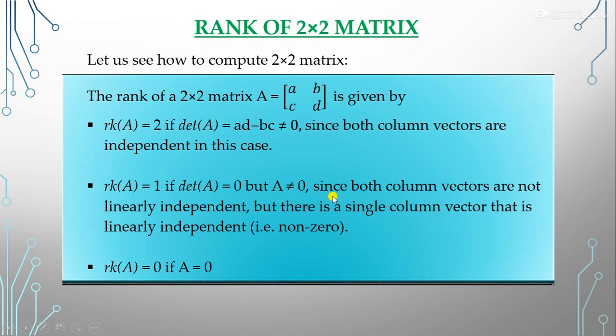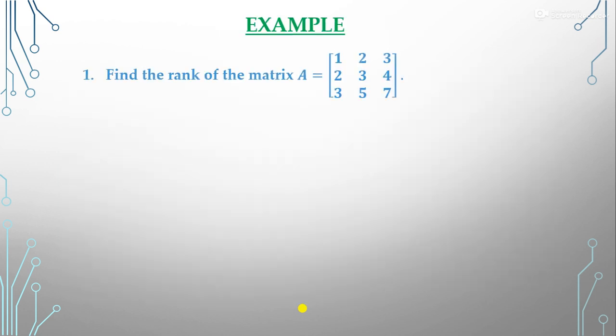Okay, so this was how to find the rank of a 2 by 2 matrix. If we have an M cross N matrix, how can we find its rank? First we take an example to find the rank of a matrix by the determinant.